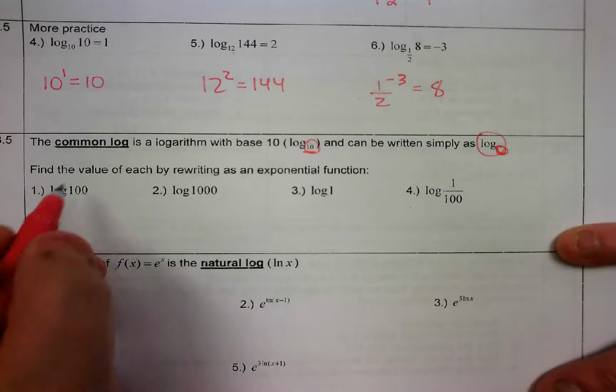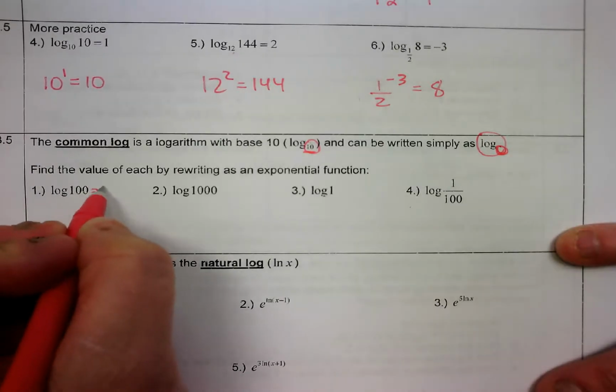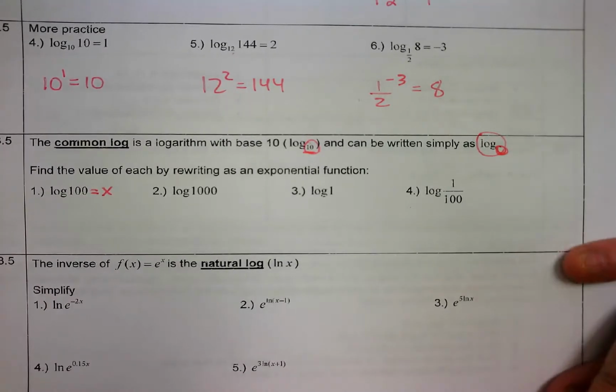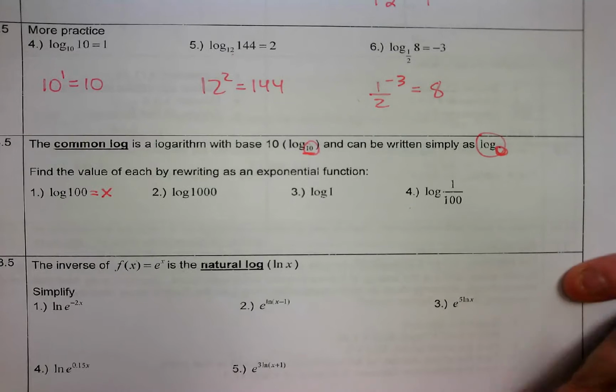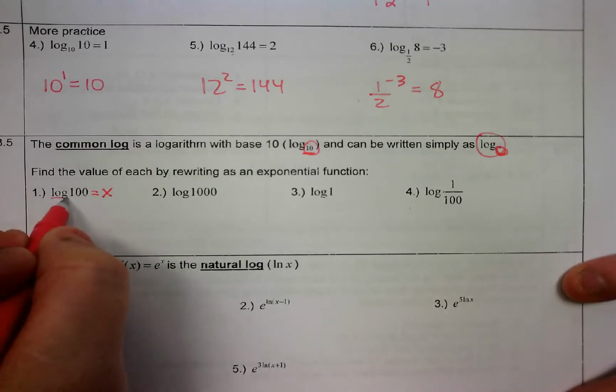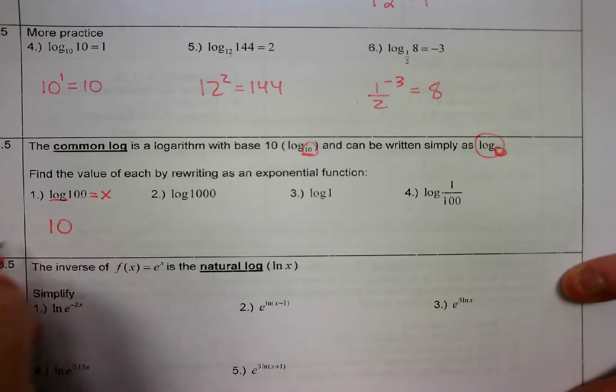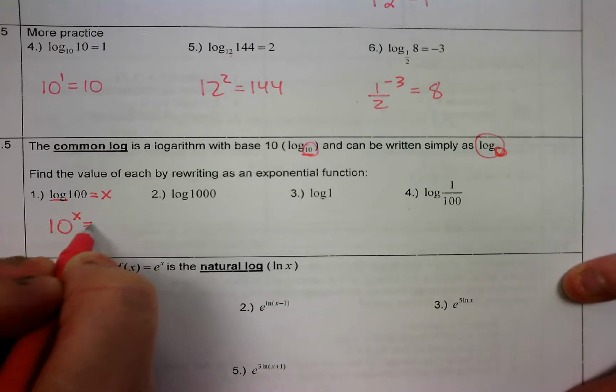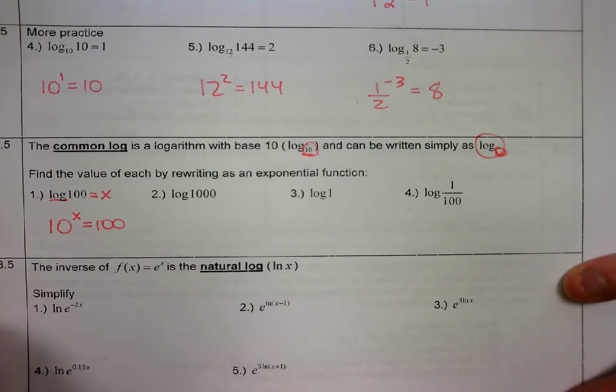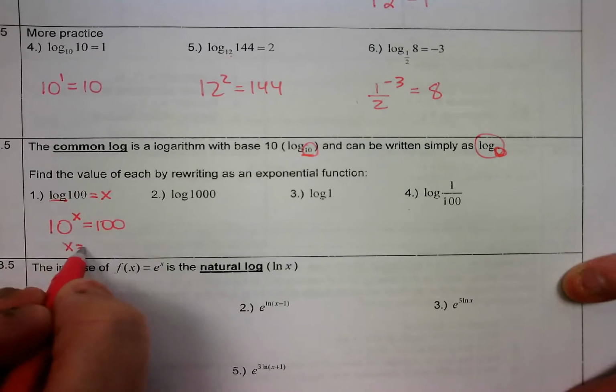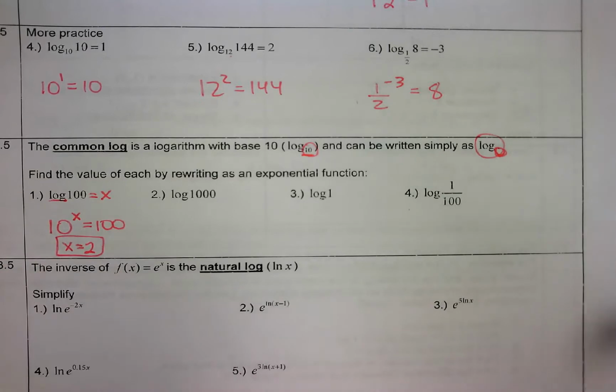So here, I'm just going to set it equal to x because that's my exponent. So now I'm going to rewrite it. Well, it says log, there's no base, so I know my base is 10. 10 to the x equals 100. That means x has to equal 2 because 10 squared is 100. Okay, so anytime we're going to start looking at these, first things first, can we write it as an exponential function?